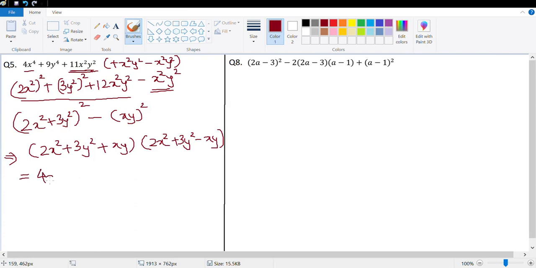You would write it as this is equal to 4x⁴ + 9y⁴ + 11x²y².